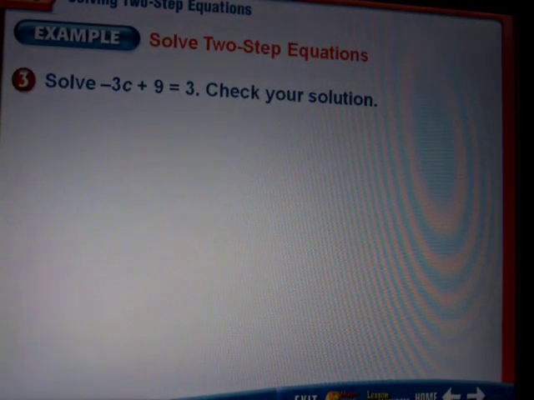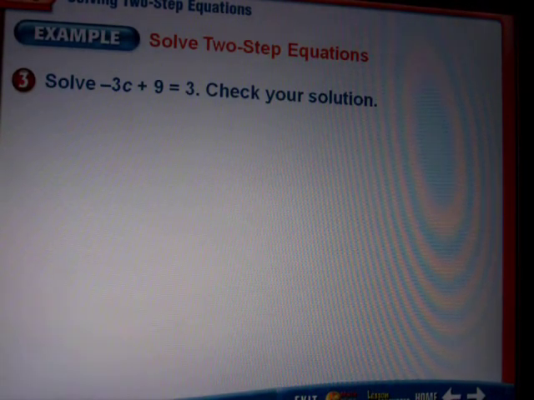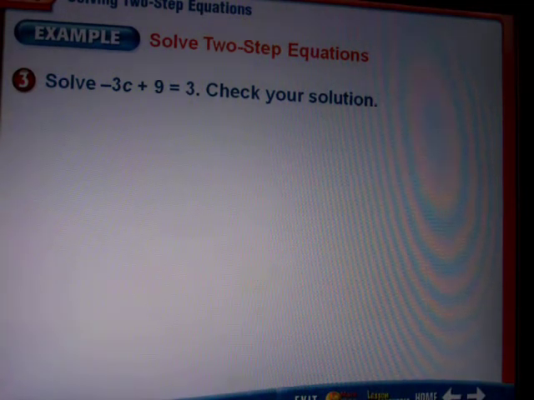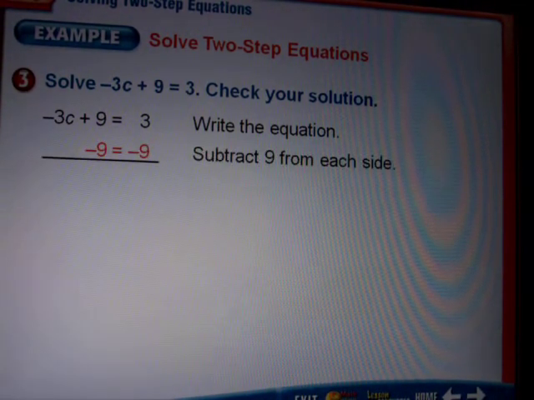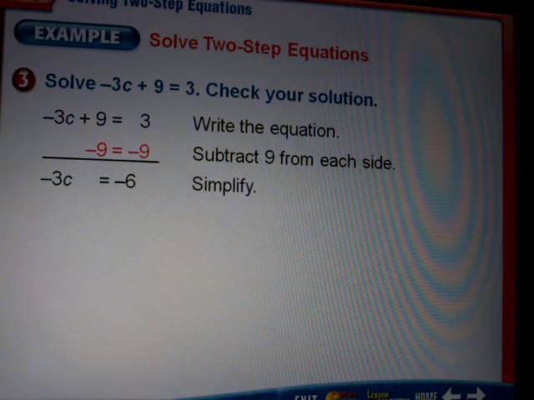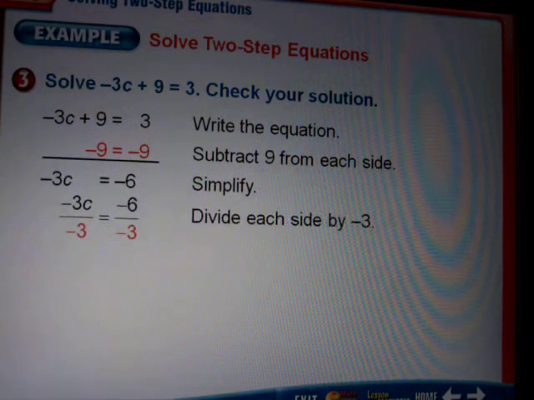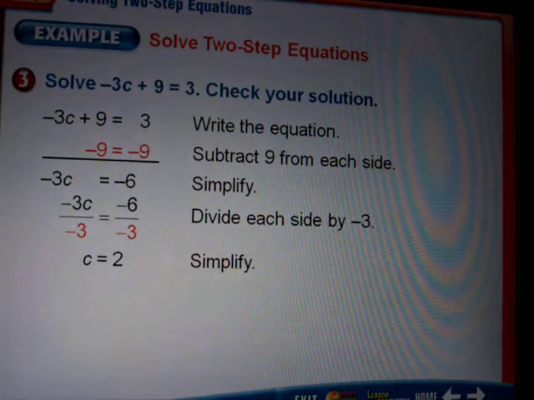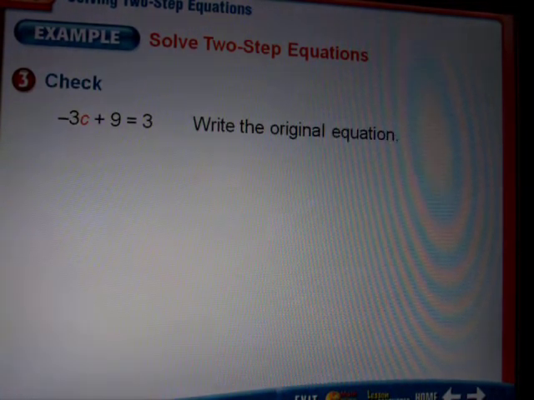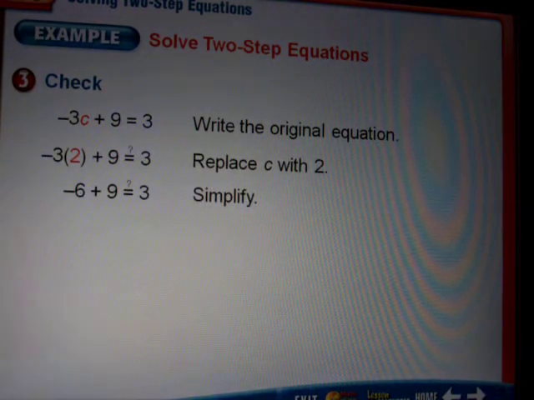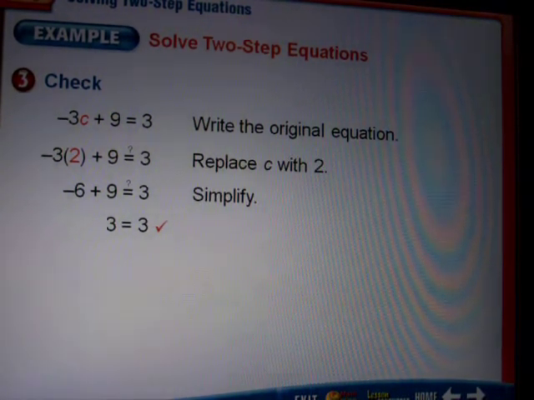So now we're going to solve negative 3c plus 9 is equal to 3 and check our solution. First thing we're going to do is write the equation. Then we're going to subtract 9 on both sides, leaving us with negative 3c is equal to negative 6. Then we're going to divide by negative 3, and c is 2. So we'll go back and check our work, substitute 2 in the place of c, and it works out to be true.